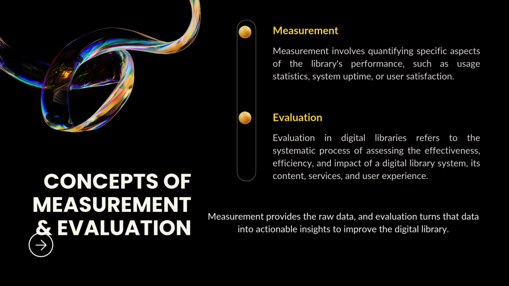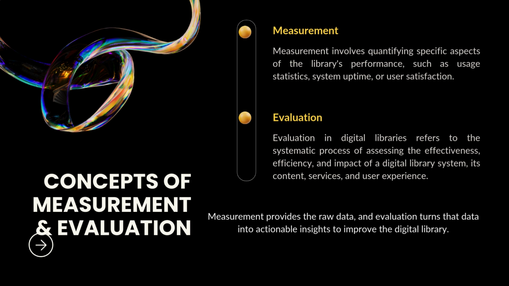First, let us understand measurement. Measurement is about collecting numbers or factual data related to how a digital library performs. For example, a digital library system can record how many users log in each day, how many times an article is downloaded, or how long the system remains online without interruption. If the system shows that there were 2,000 searches in 1 week, that figure is measurement. It tells us what happened, but it does not explain whether this is good or bad.